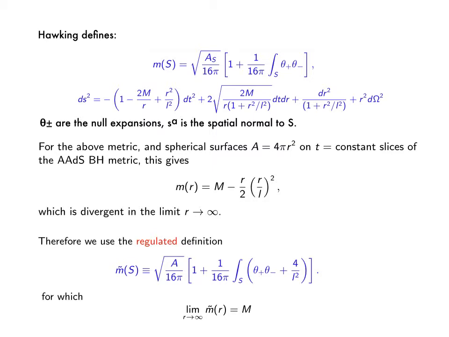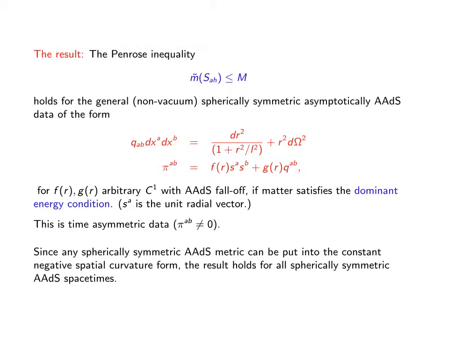Therefore, we use a regulated definition for the Hawking mass, in which the limit of r going to infinity is fixed, so that the mass is then given by capital M, which should be the total mass of the data on the slice. Using this definition of mass, which works for AdS, we can now formulate our Penrose inequality. The theorem states that the mass, using that definition, contained inside the apparent horizon is always less than or equal to capital M, the total mass.